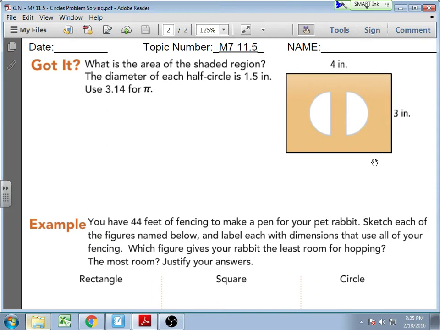We want to find the area of this shaded region. So when we think about doing this, Braden, what process comes to your mind? Find the rectangle, then find the circle. Because remember, this half a circle plus this half a circle make a whole. If I move them, it'll make a whole circle. So what do we do then?